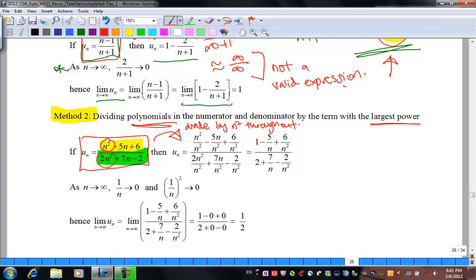So I divide by n squared in the numerator and in the denominator. So each term, I'm going to divide by n squared this way. And upon simplifying, what I get is this. Now, why is this brilliant? Because do you see that now all my n is in the denominator?